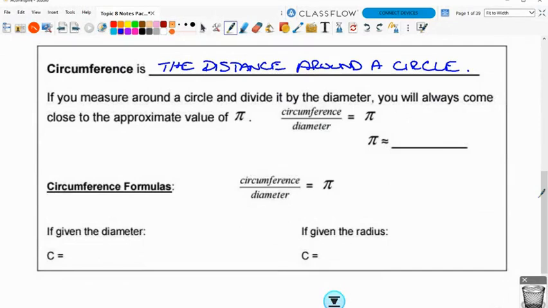Now, in order to help us calculate the circumference, there's a very important number in math that we have to familiarize ourselves with, and that would be the number called pi. If you measure around a circle, so the circumference, and you divide it by the diameter of the circle, you will always come close to the approximate value of pi, okay? Pi, in order to calculate that, you take the circumference and you divide it by the diameter of the circle, okay? On your scientific calculator, you should have a button that looks like that, and if you push that, that number is what the approximate value of pi is.